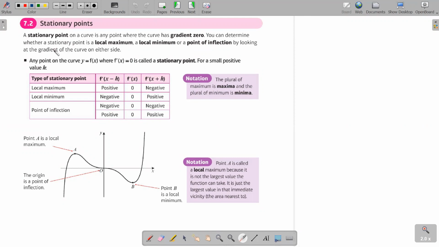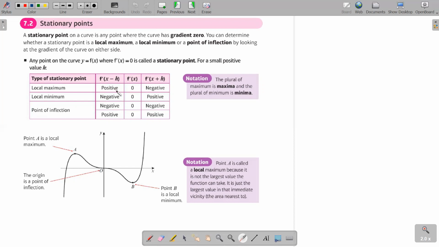You can determine whether a stationary point is a local maximum or a local minimum or a point of inflection by looking at the gradient of the curve on either side. So what do you mean by local maximum? Local maximum means a maximum turning point. And a local minimum means a minimum point.